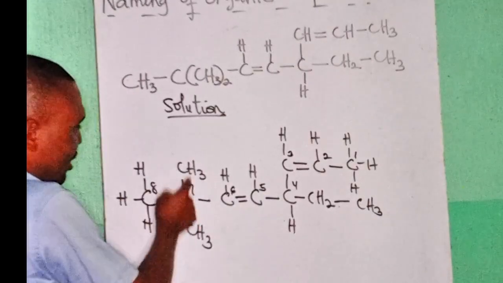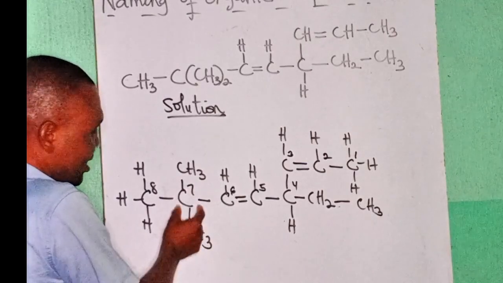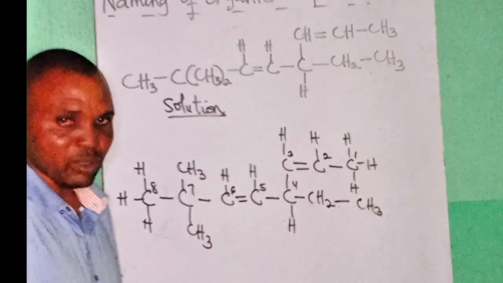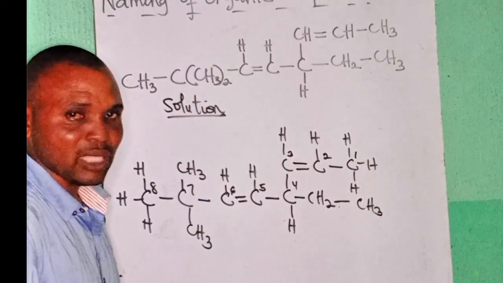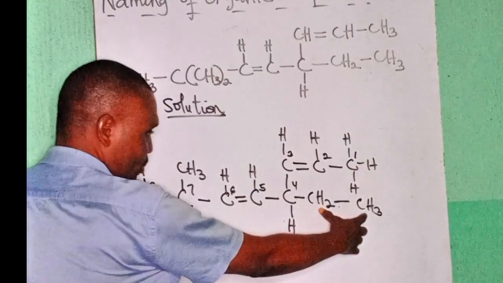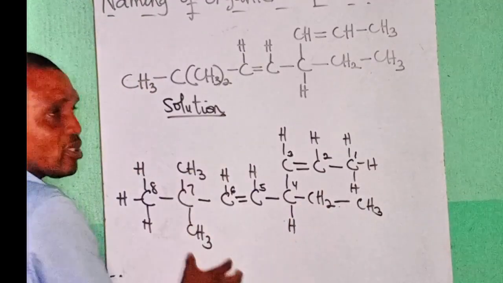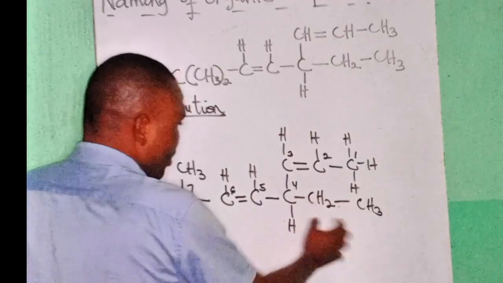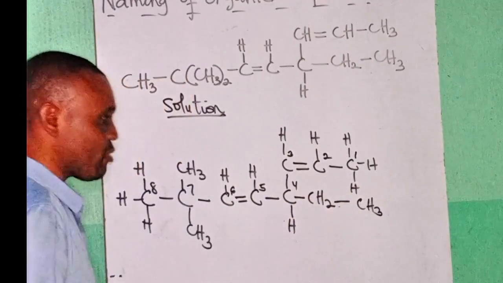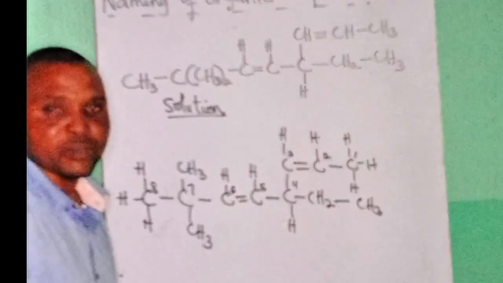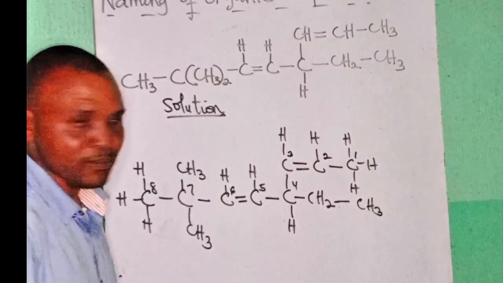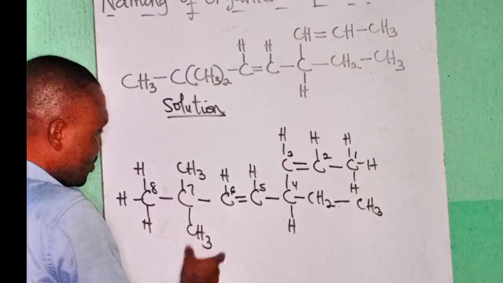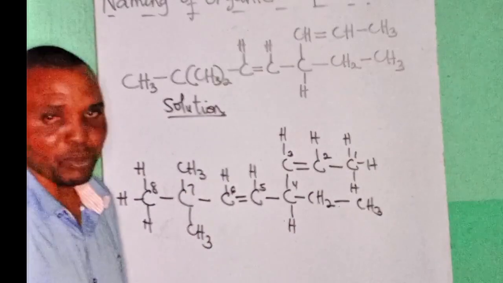Now, if you check here, CH3, CH3 on the 7th carbon atom. Now, this is not counted among the longest continuous carbon atoms. Of course, it is a branch chain, just like this methyl group. Now, from here, I'm having C2H5. So this is an ethyl group. And this ethyl group is on the 4th carbon atom. Now, these two methyl groups are on the 7th carbon atom.